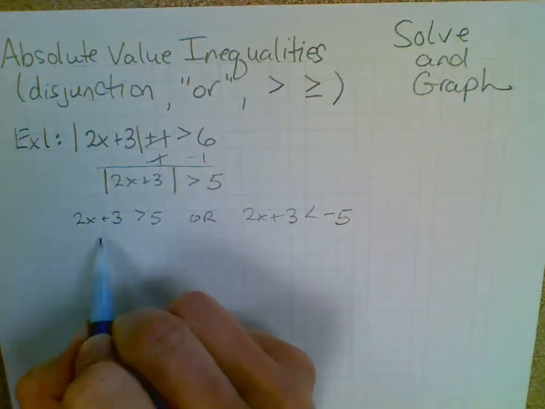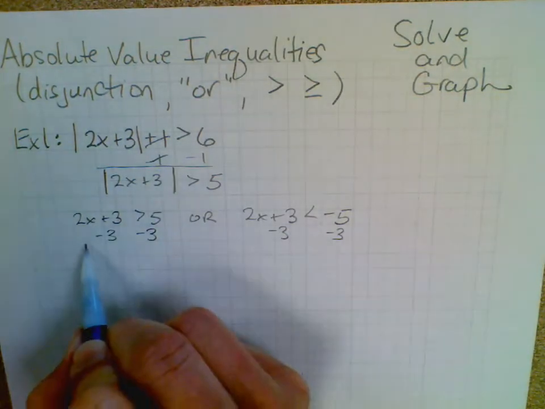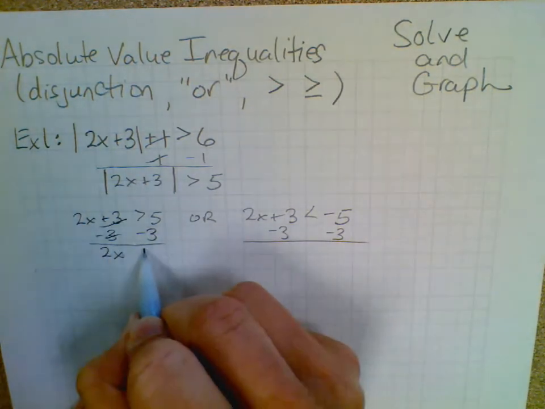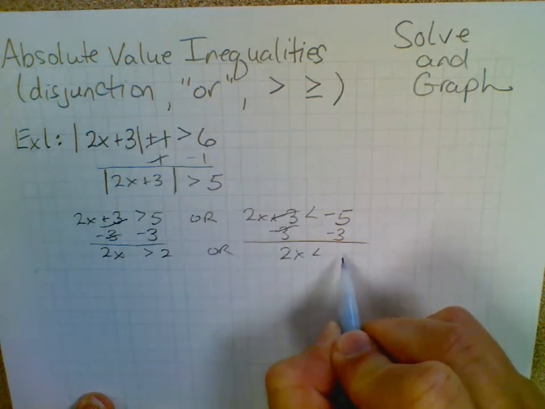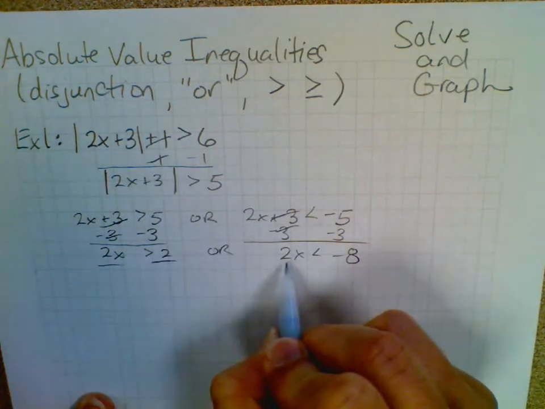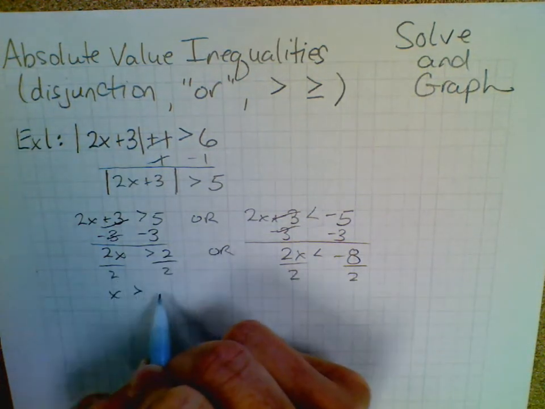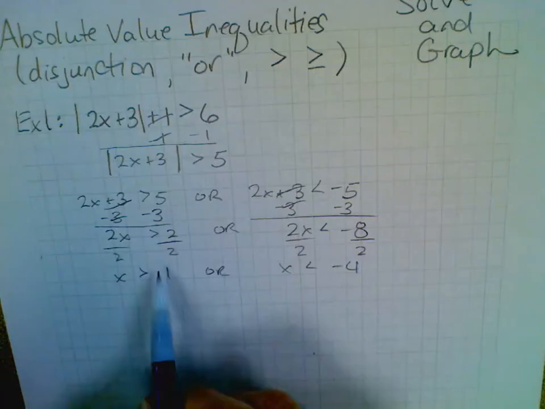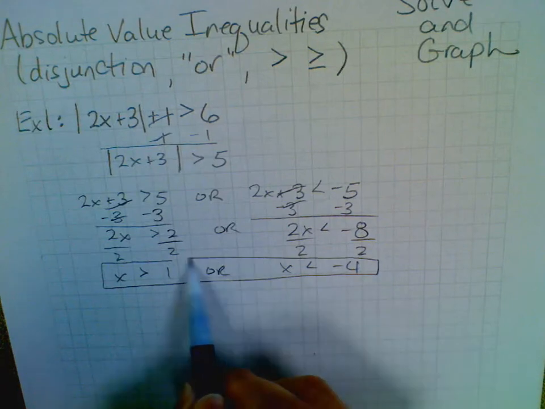Okay, now we're going to solve for x. I'm just going to subtract 3 all the way across, and then divide everything by 2. So I've got my two solutions: x greater than 1, or x less than negative 4.